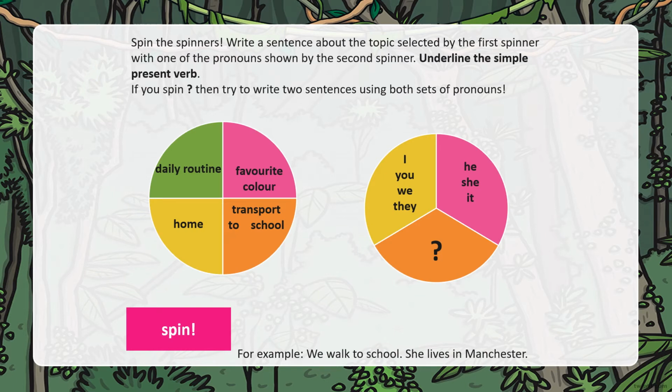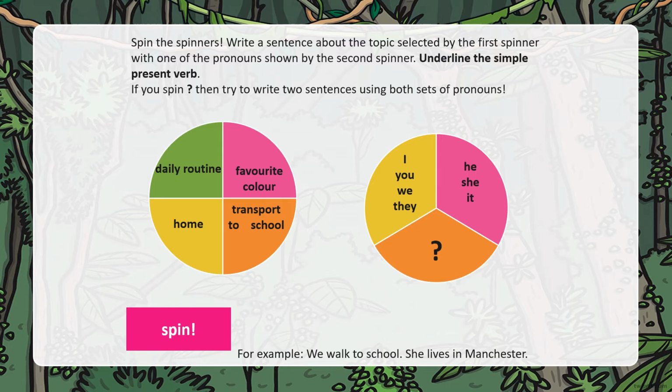So here we have two spinners. On the right hand side we've got the words I, you, we and they, and he, she and it, and then there's a question mark there. The question mark, I will explain that a bit to you in a minute. On the left hand side we've got daily routine. That's something that someone would do every day. Favourite colour, transport to school, the way you get to school, and something about home.